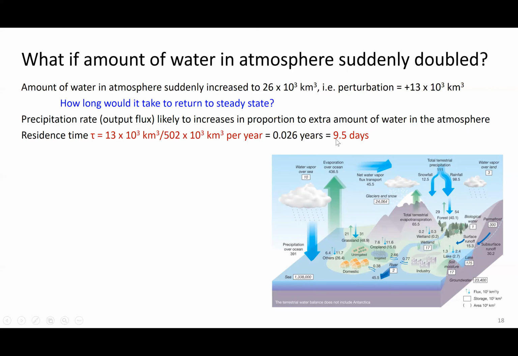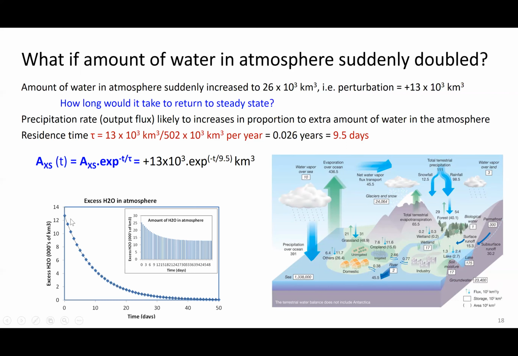So the residence time of water for that excess amount would be 9.5 days, and we can use our equation that we had before, just looking at the excess amount and looking at how fast that will decay away. So this is the excess amount in addition to the steady state amount. As a function of time, we put these numbers into our equation. Here's the amount of excess water. Here we have minus time, and here's our tau value, or residence time value, of 9.5 days. So when we do that calculation, we get a curve like this.